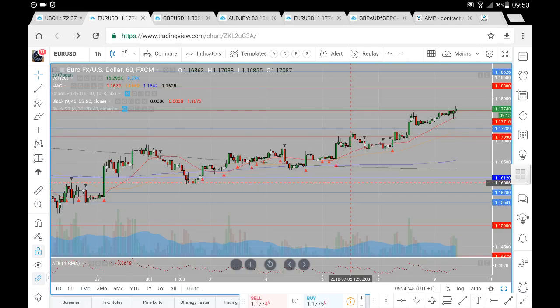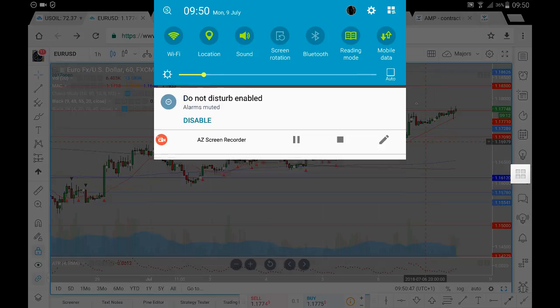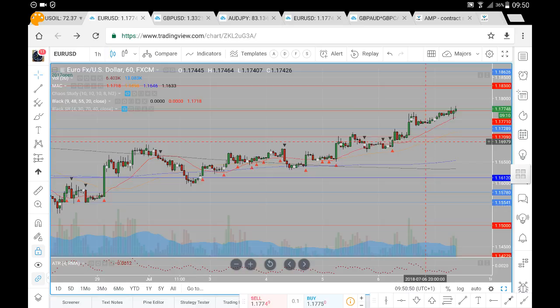So this euro dollar analysis for Monday the 9th of July. Now let's just have a look at prices and where prices may likely go. So from this move, from this 116, we've seen prices trade back above the 1710, broke out above the 1728. Currently we're testing this 1771 at the moment.